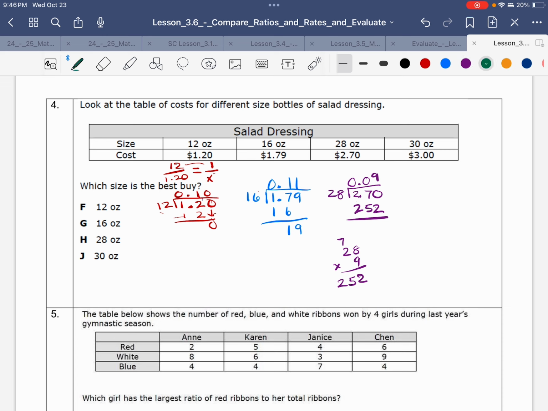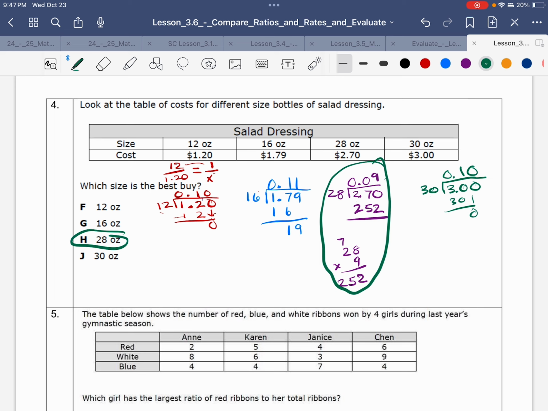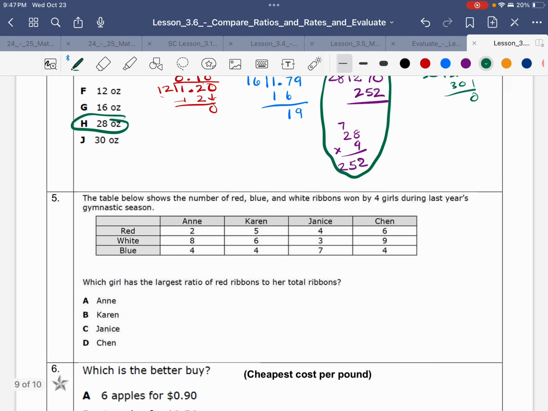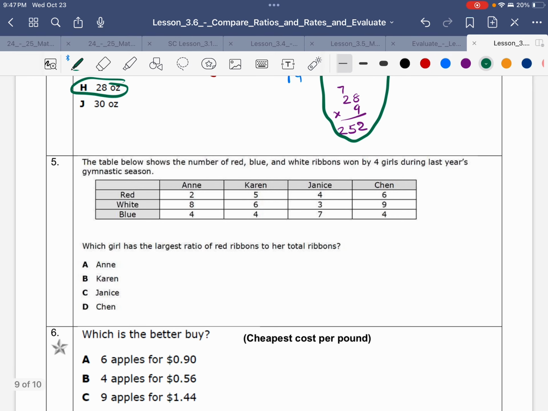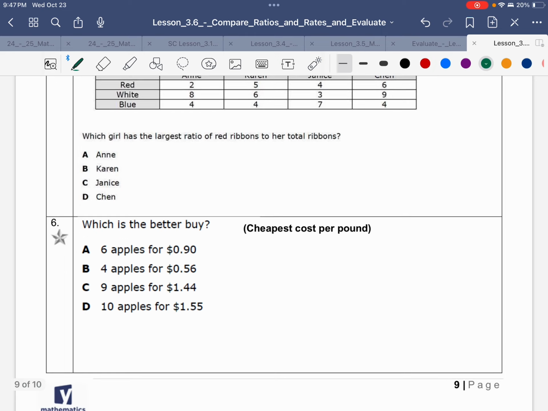Let's do this last one. 30 and $3. All right. So 30, that'd be 0, 1 here, 30, 0, that's also 1 here. So you got 10 cents, a 9 cents, and an 8 cents. So which one is the best buy? The 9 cents right here is our best buy because it's the cheapest. So the 28-ounce bottle. So when you're dealing with money, all you need is those 2 decimal places because you're looking for how much it costs.